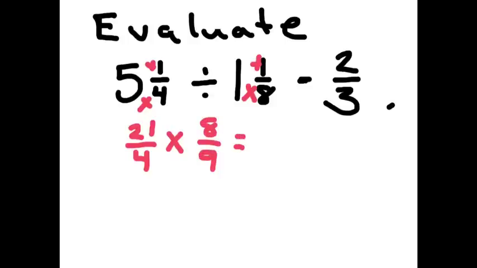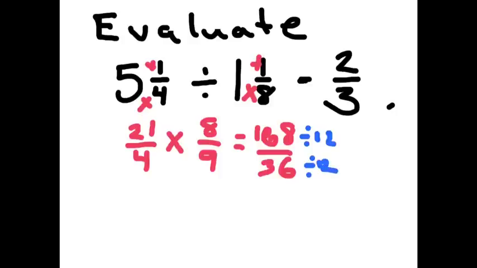Multiply, that is going to be 168/36. Both the numerator and denominator are divisible by 12. So that gives us the improper fraction of 3 is the denominator, and 12 goes into that 14 times.